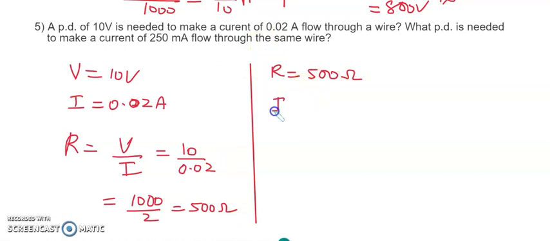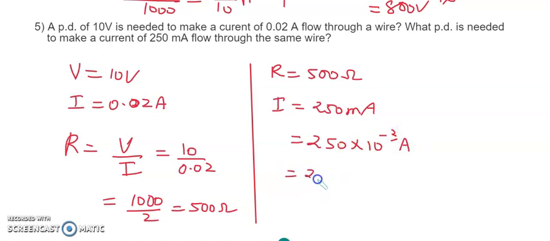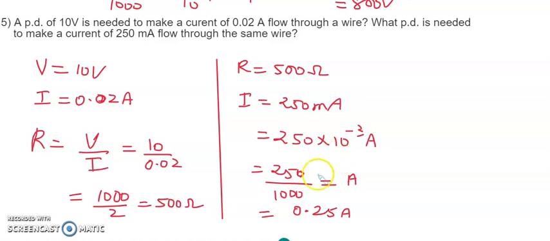Now we are changing the current to 250 milliampere. So again it is 250 times 10 raised to minus 3 ampere. That means I can write it as 250 divided by 1000 ampere, right? So that is equal to 0.25 ampere. If you want to keep it in fraction, it will be 25 divided by 100.